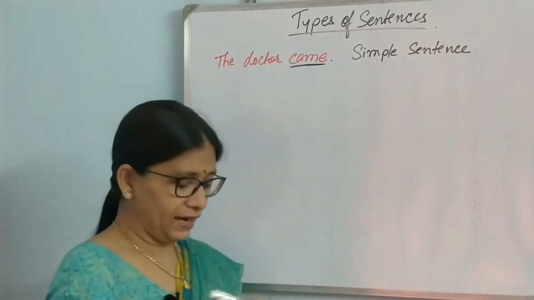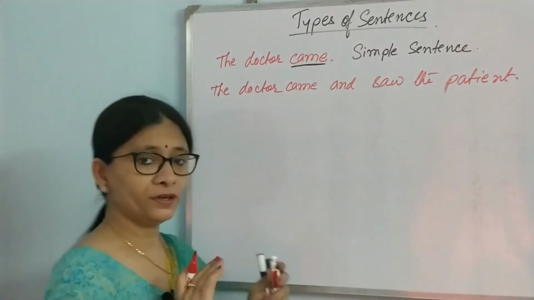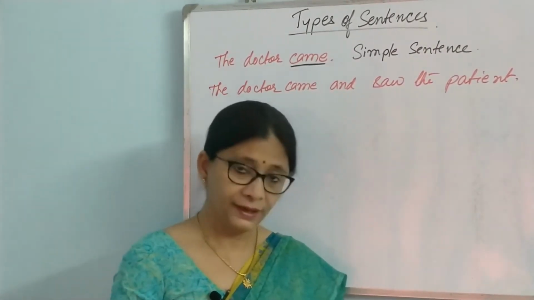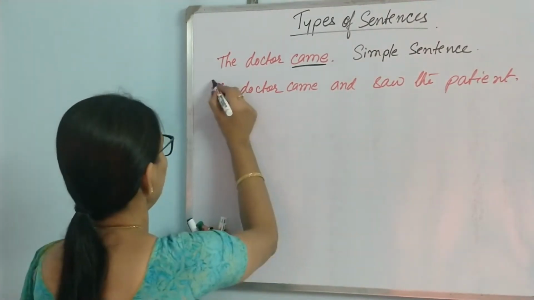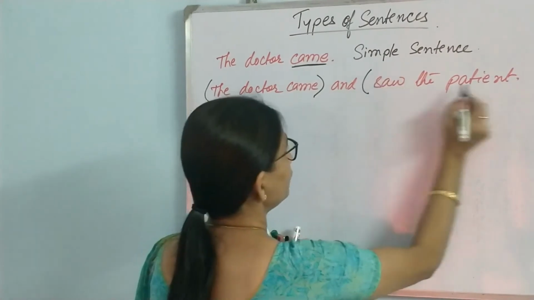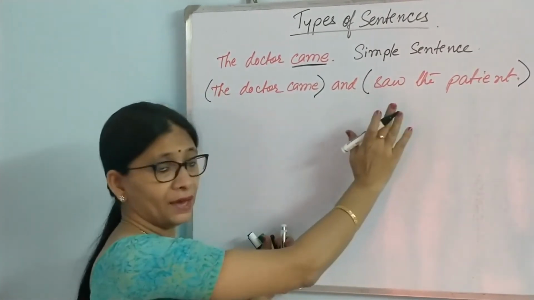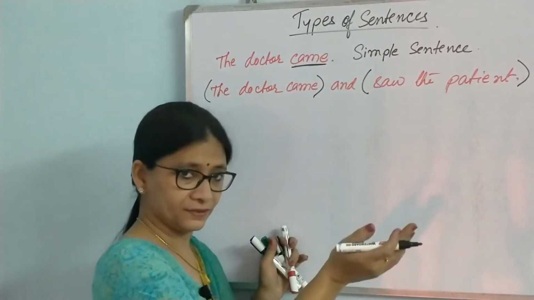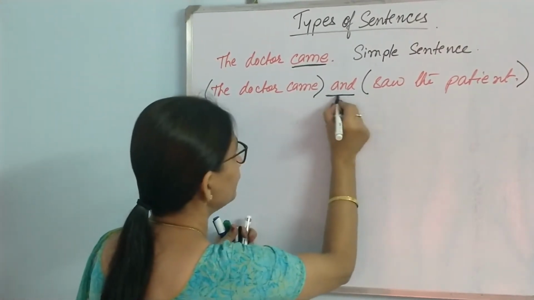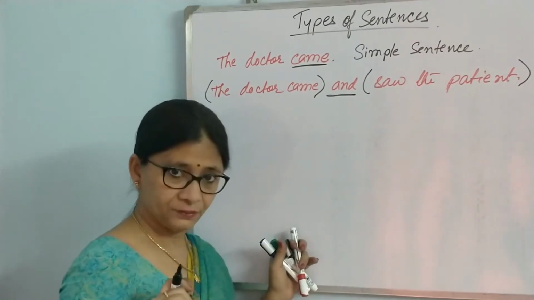Now, if we add a little something to it, the doctor came and saw the patient. Here basically these are 2 sentences. The doctor came is one sentence. The doctor saw the patient, it is implied, is another sentence. Okay? And we have joined these 2 sentences with this conjunction called and.